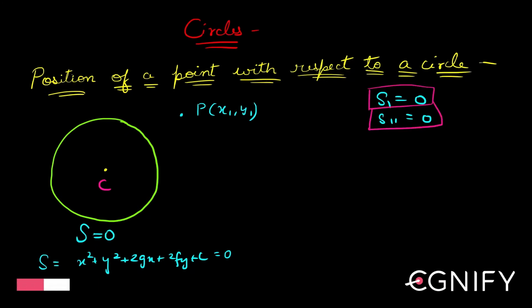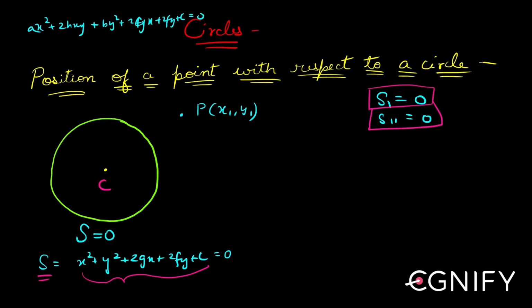So, let this be your curve's equation, right? x square plus y square plus 2gx plus 2fy plus c equal to 0. You know this is the general equation of a circle, right? In fact, any curve, even the general second degree polynomial, ax square plus 2hxy plus by square plus 2gx plus 2fy plus c is equal to 0, even this I can call as S, right? S just means I'm taking the equation of a curve. That is what your S means.